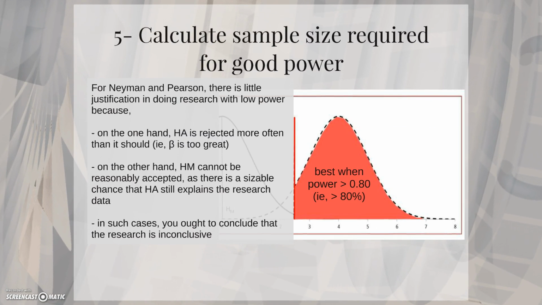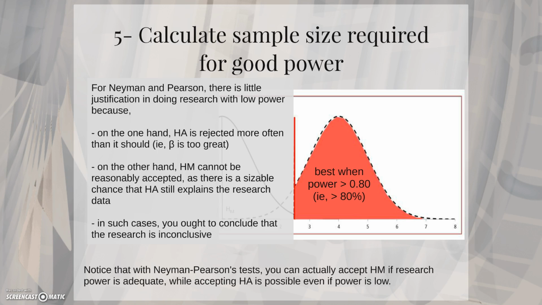Now the fifth step is to calculate the sample size required for good power. For Neyman and Pearson, there is actually little justification in doing research with low power, because on the one hand the alternative hypothesis is rejected more often than it should, that is, the probability of making a type 2 error is too great, and on the other hand the main hypothesis cannot be reasonably accepted either, because there is still a sizable chance that it is the alternative hypothesis that explains the research data. In such cases, of course, you ought to conclude that the research is inconclusive.